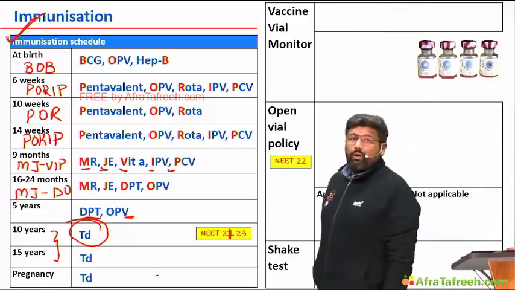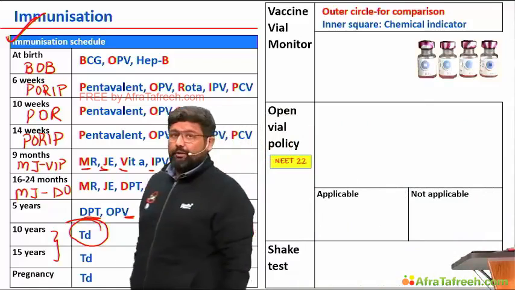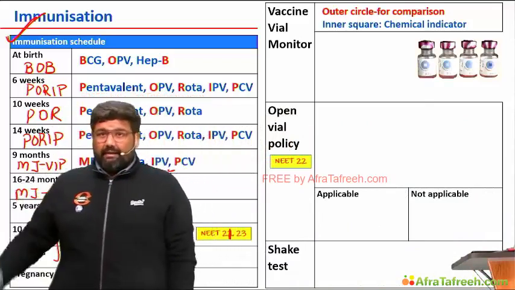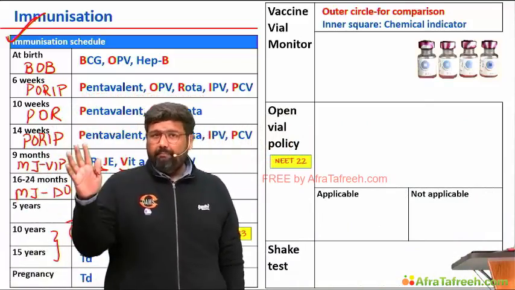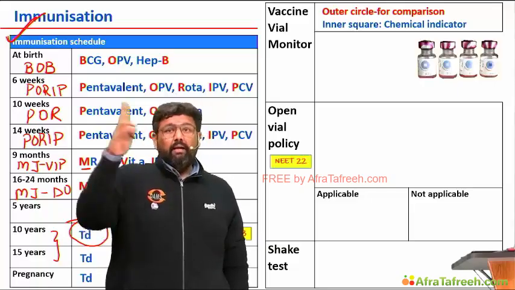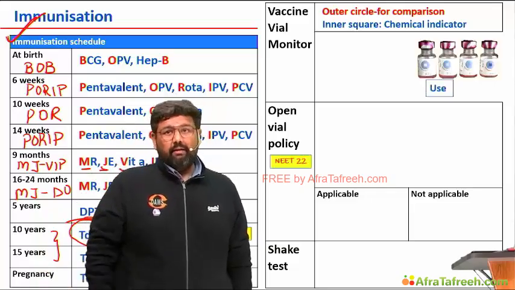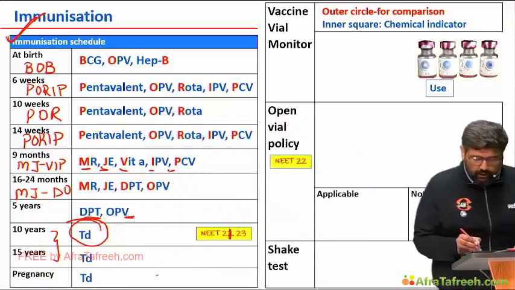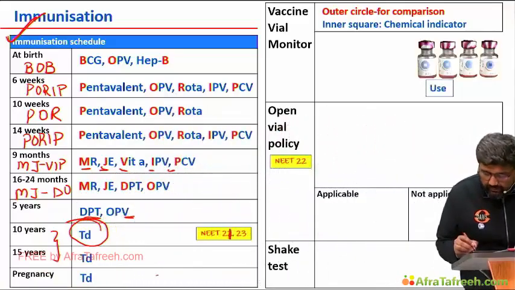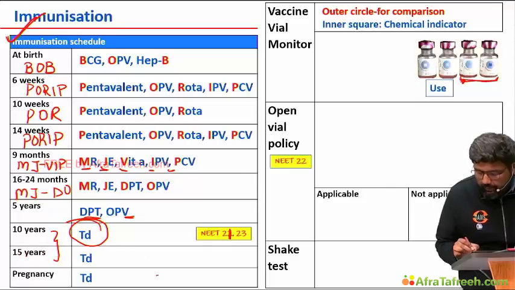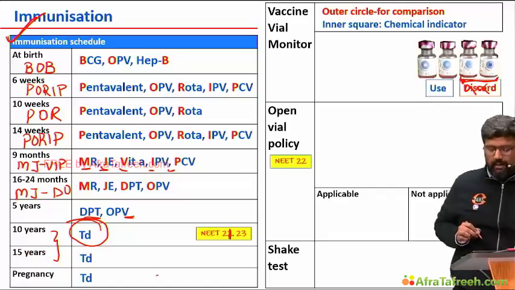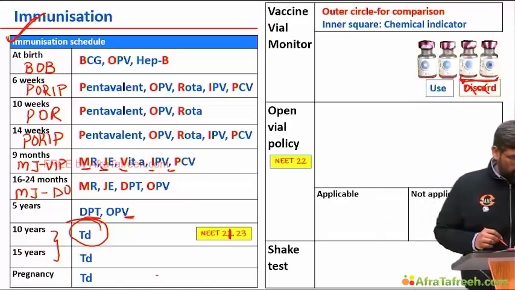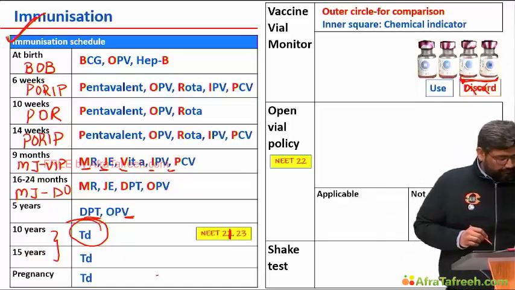Now coming to vaccine vial monitor. So we have an indicator, the outer circle, which is only for comparison. The inner square is a chemical indicator. Here, when the outer circle is equal to the inner square, we discard. These two are discarded, right?